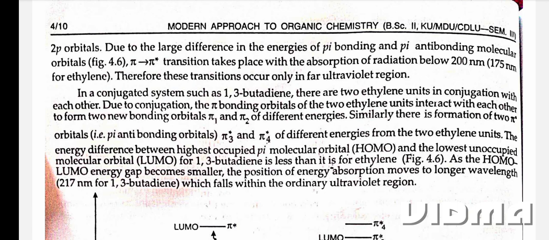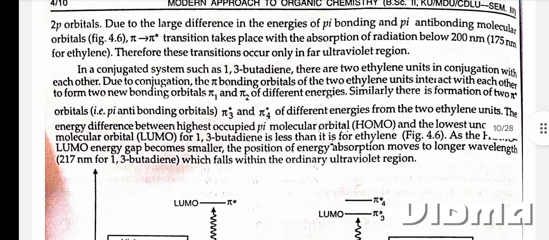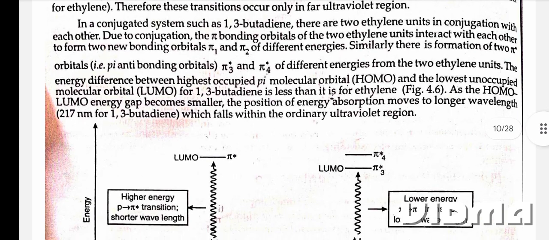In a conjugated system such as 1,3-butadiene, there are two ethylene units in conjugation with each other. Due to conjugation, the pi bonding orbitals of the two ethylene units interact with each other to form two new bonding orbitals, pi 1 and pi 2, of different energies. Similarly, there is formation of two pi star orbitals, pi star 3 and pi star 4, of different energies from the two ethylene units. The energy difference between the highest occupied molecular orbital and the lowest unoccupied molecular orbital for 1,3-butadiene is less than it is for ethylene. The energy gap becomes smaller. The position of energy absorption moves to longer wavelength, which falls within the ordinary ultraviolet region.